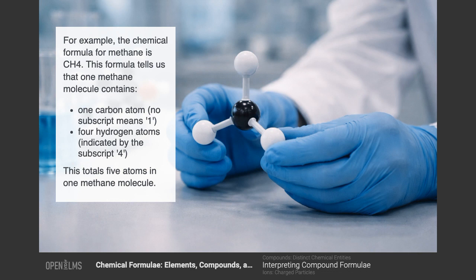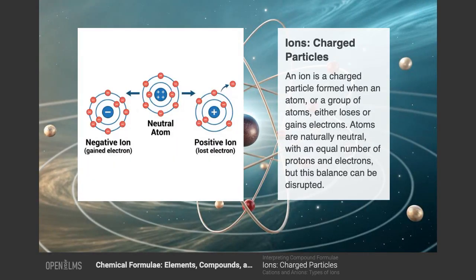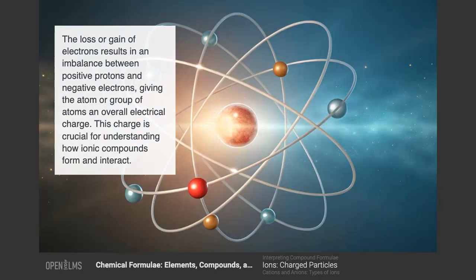Ions, charged particles. An ion is a charged particle formed when an atom or a group of atoms either loses or gains electrons. Atoms are naturally neutral, with an equal number of protons and electrons, but this balance can be disrupted. The loss or gain of electrons results in an imbalance between positive protons and negative electrons, giving the atom or group of atoms an overall electrical charge. This charge is crucial for understanding how ionic compounds form and interact.